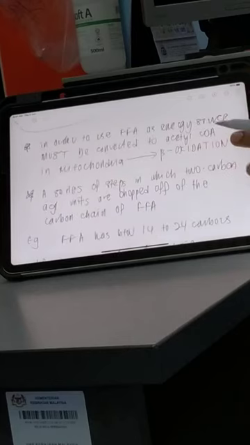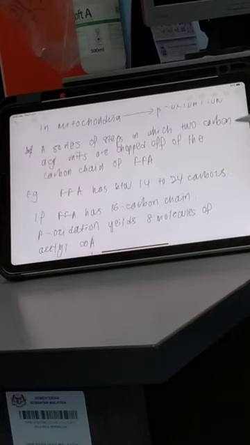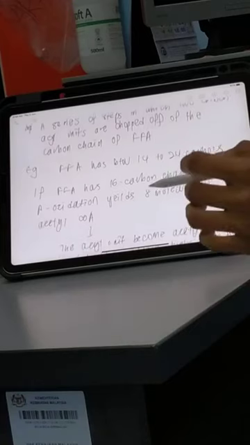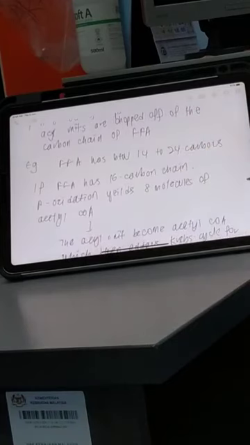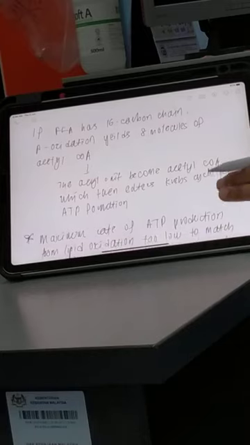Whereby there's a series of steps in which the 2 carbon acyl units will be chopped off the carbon chain of free fatty acids. I'll give you an example. So if, let's say, a free fatty acid has about 14 to 24 carbons, via this beta oxidation they will yield about 8 molecules of acetyl-CoA, half of it. Okay, so what happens is the acyl unit becomes acetyl-CoA, which then will enter the Krebs cycle for ATP formation. So this is what happens.